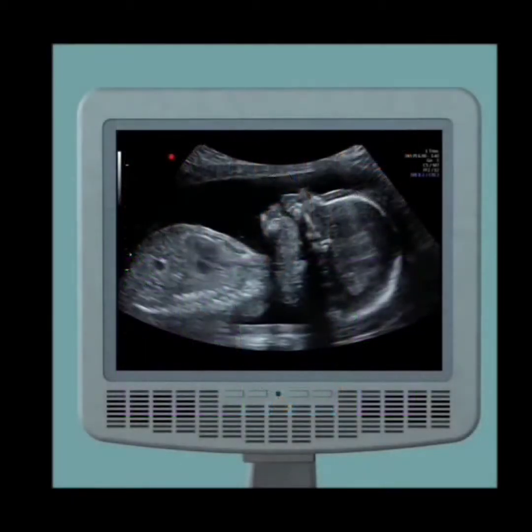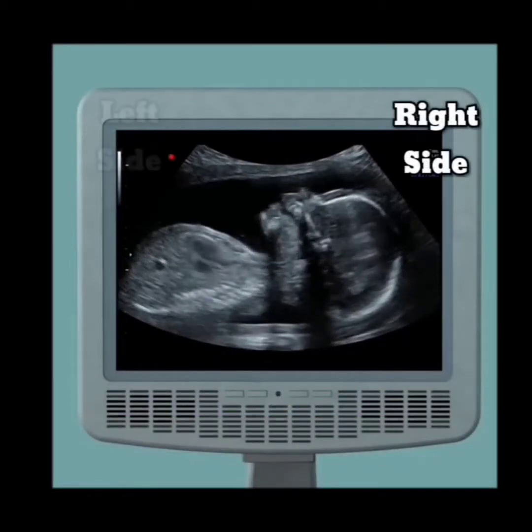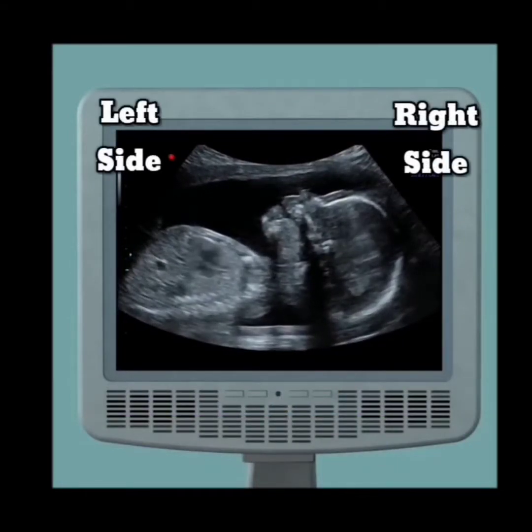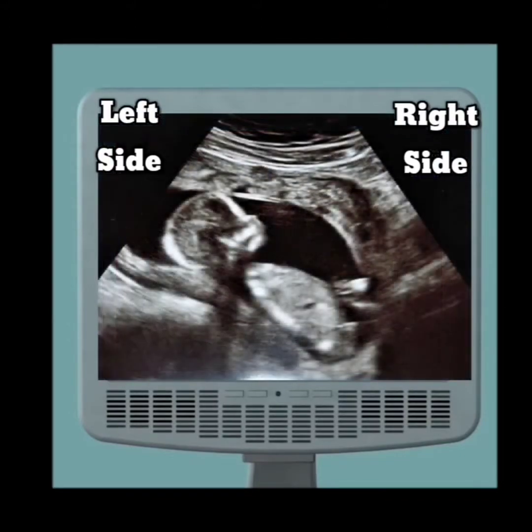When you view a fetus in the cephalic presentation in the sagittal view, you'll see the head of the baby on the right side of the screen and the feet on the left side of the screen. When the baby's in the breech orientation, you'll see the baby's head on the left side of the screen and the feet on the right side of the screen.